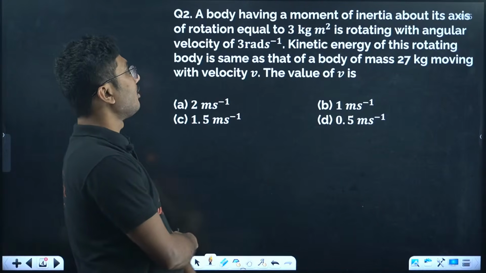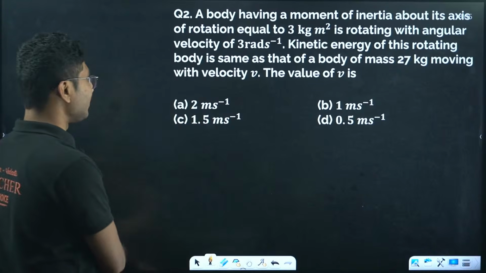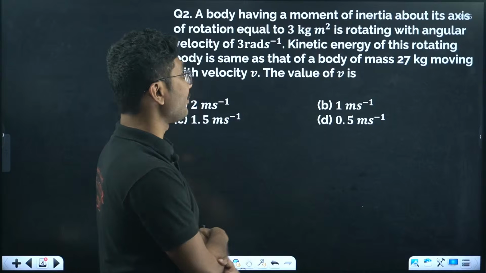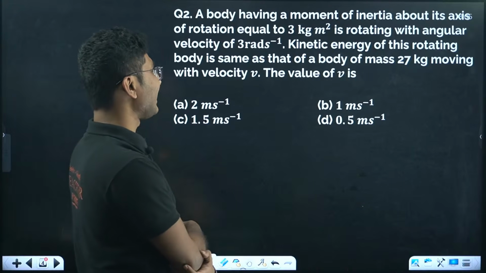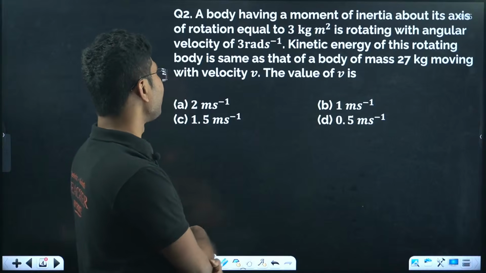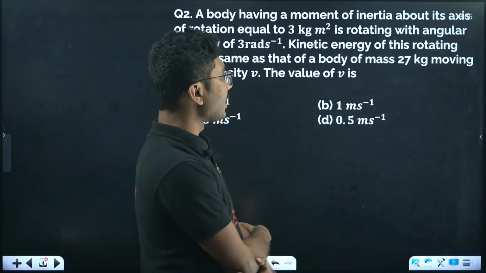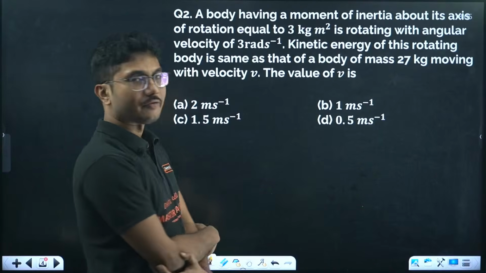A body having a moment of inertia about its axis of rotation equal to 3 kg meter square is rotating with an angular velocity of 3 radian per second. The kinetic energy of this rotating body is the same as that of a body of mass 27 kilogram moving with a velocity v. The value of v?